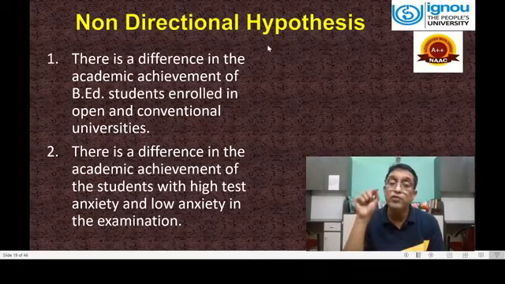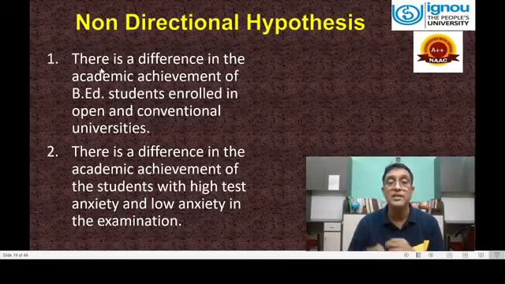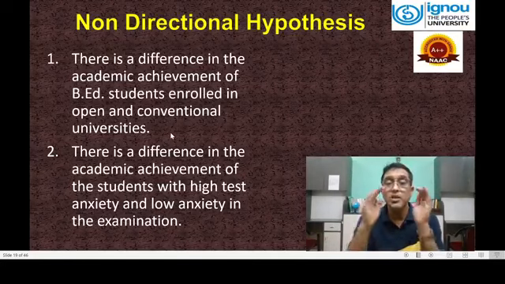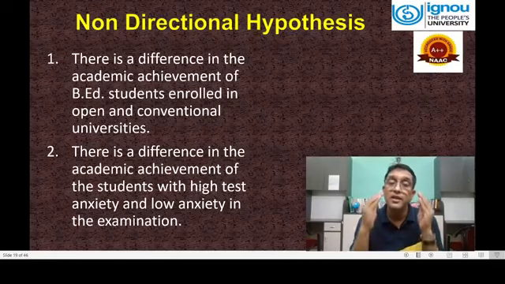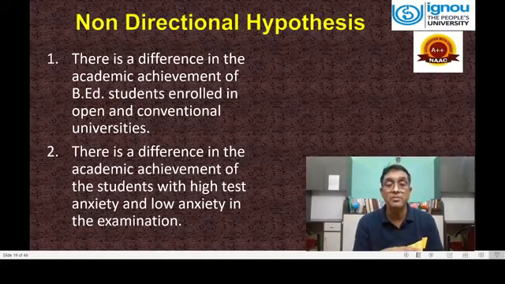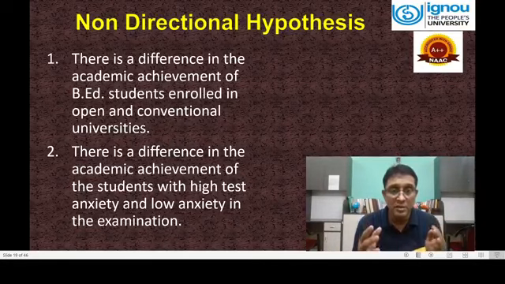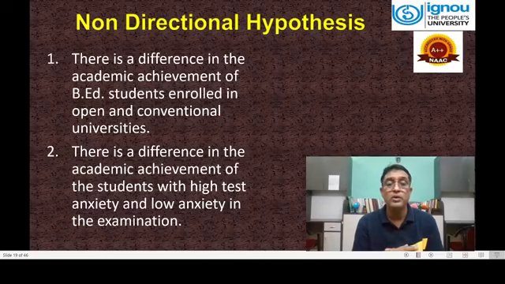It will go in which direction, I have not specified it. There is a difference. The example says that there is a difference in the academic achievement of B.Ed students enrolled in open and conventional university. Let a group of students have enrolled in the conventional universities, studying in a conventional classroom situation, in face-to-face learning, and a group of learners enrolled in the open education system, in the open and distance learning system.